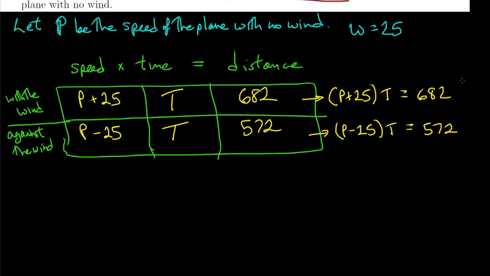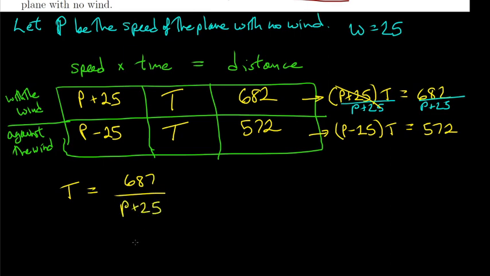Okay, so here's what I would suggest. Divide by the P plus 25 on both sides. Right? So when you do that, the P plus 25 cancels and you're left with T equals 682 over P plus 25. Not 687, sorry. That was a 2 that got crossed out. And do the same thing with the second equation.